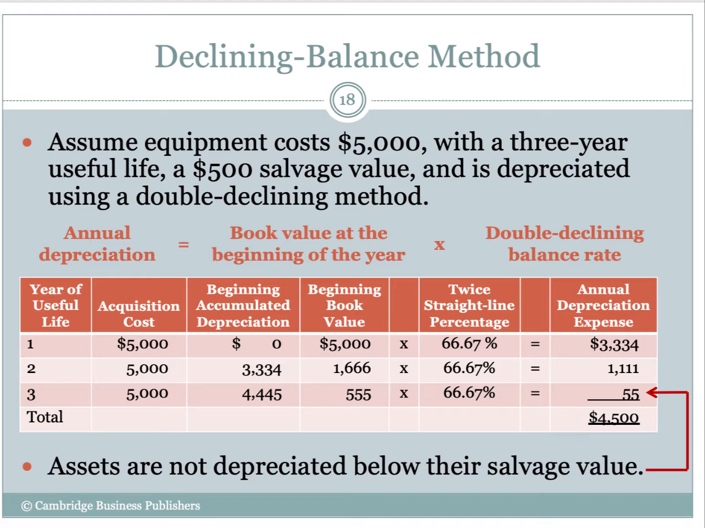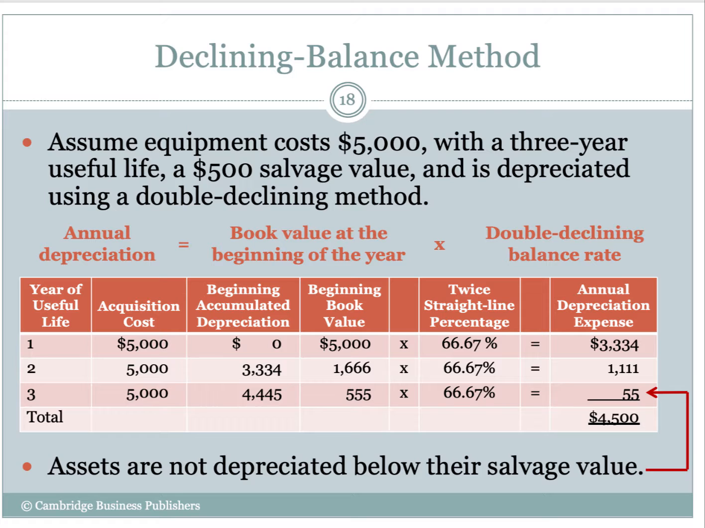Let's look at an example of this. Let's assume the same scenario: $5,000 cost, 3-year useful life, $500 salvage value, but this time we're using the double declining method. Notice what we have here. We have our acquisition cost that we start off with. That never really changes. It's five grand.